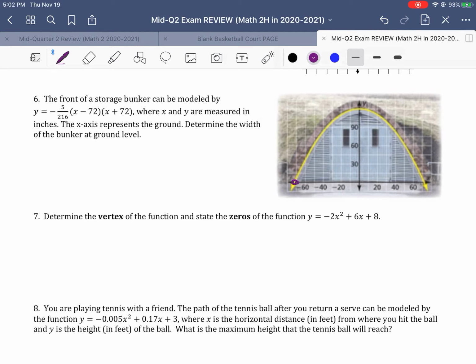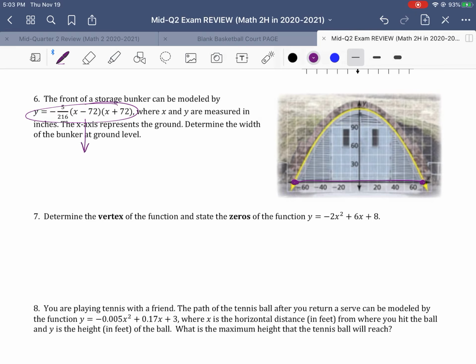If I'm determining the width of the bunker, there's one side of it, there's the other side. It looks like I just want to find this total distance here at the bottom of the bunker. I can tell this is going over, here's 60, maybe that's 70. It looks like it's crossing somewhere around there. A little bit hard to tell. That's where our equation comes in.